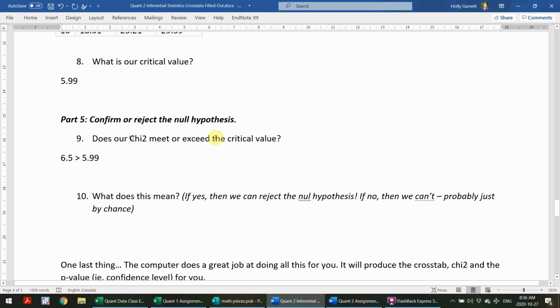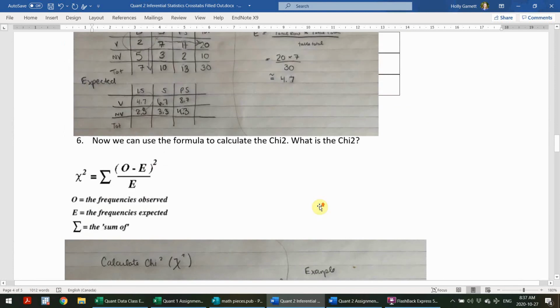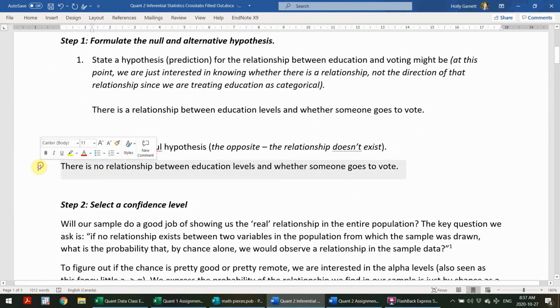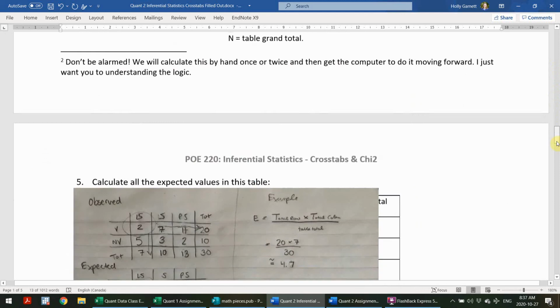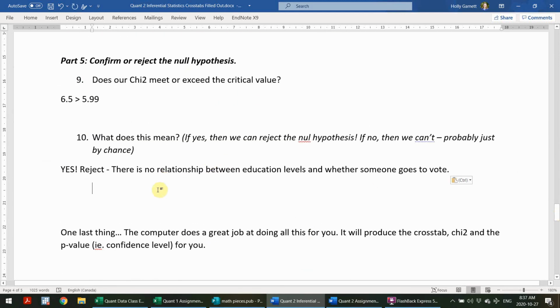So our chi-squared does meet or exceed the critical value. So if yes, we can reject the null hypothesis. So it's a yes. So we can reject that null hypothesis. So let's go back up to that null hypothesis that we wrote earlier. Here's our null hypothesis. So we can reject that there is no relationship between education levels and whether somebody votes.